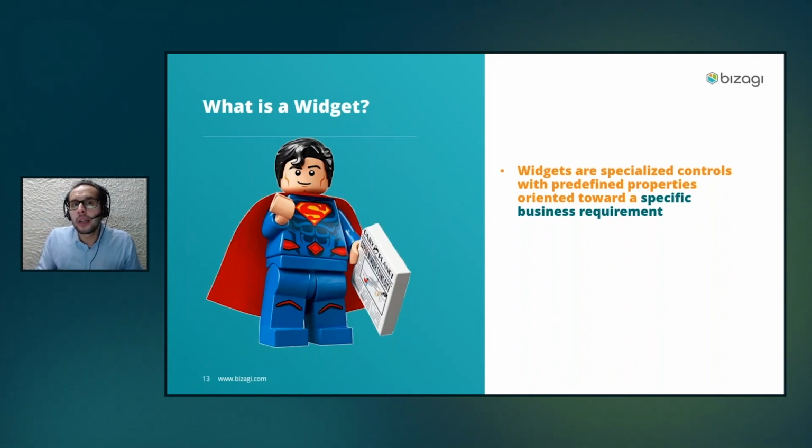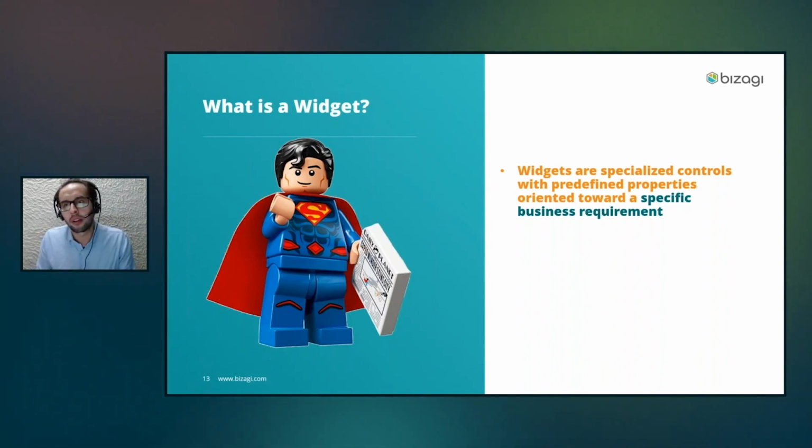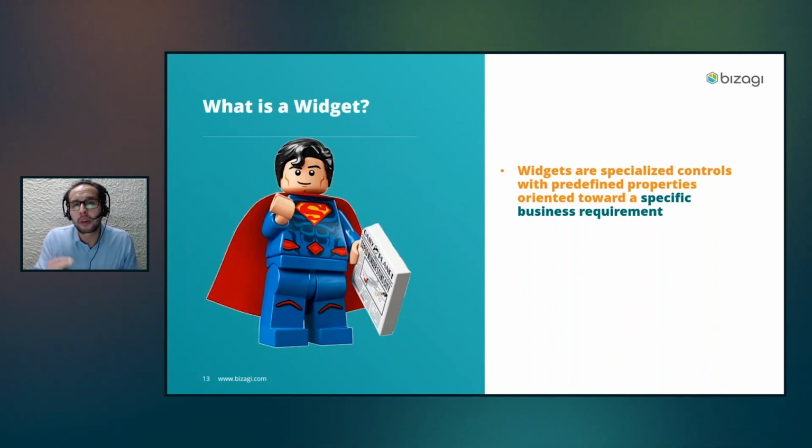So all the information that I am using to build our forms is what is called controls. So what are widgets? Widgets are controls, but not regular controls. They are specialized controls that have some predefined properties and have as a main objective to satisfy one specific business requirement in a completely different way. So what is the meaning of this?